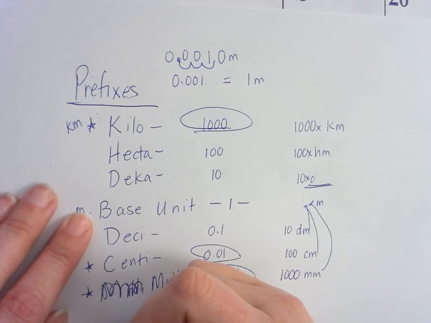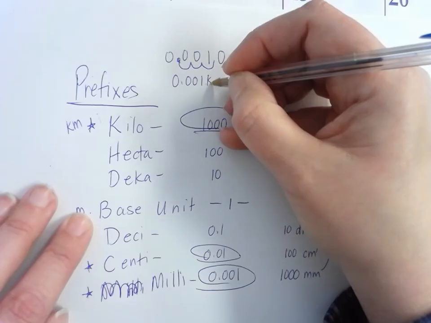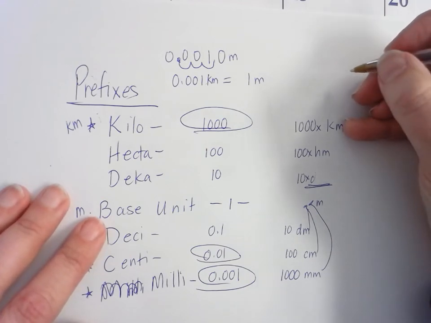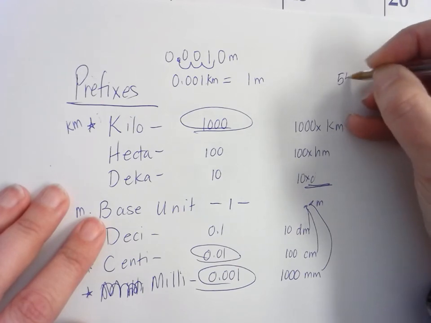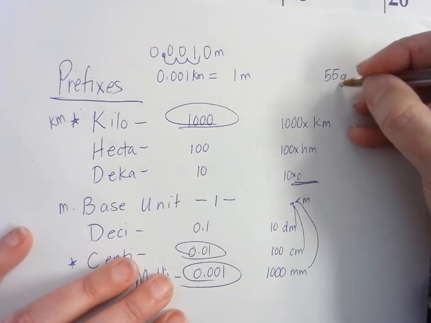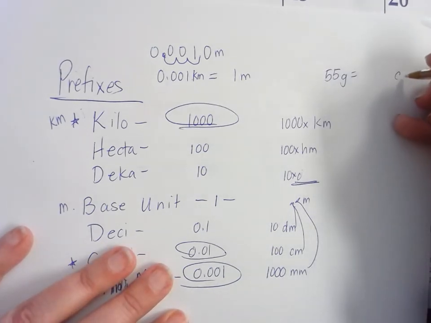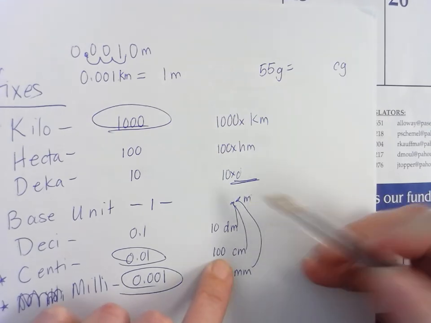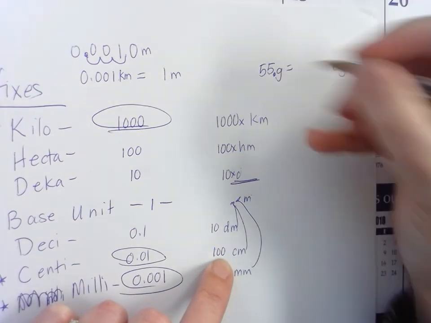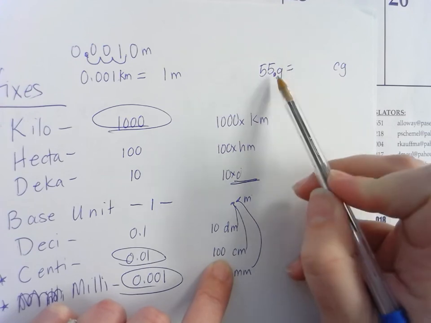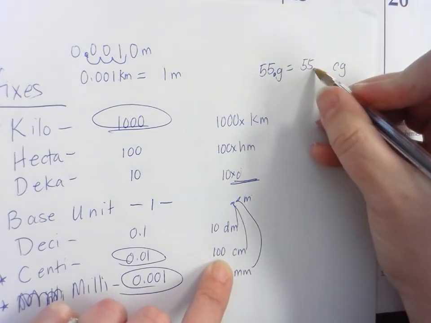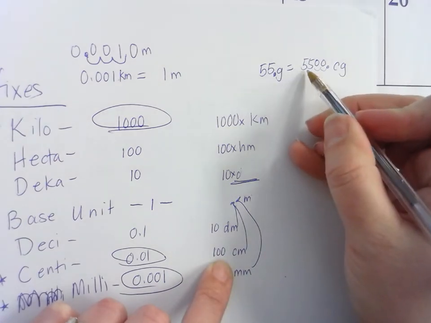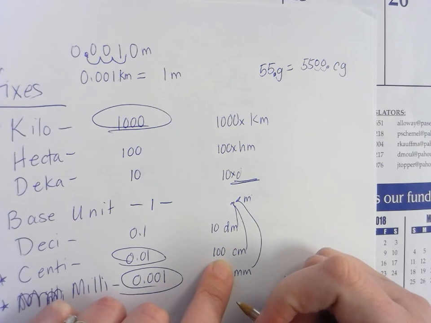Do you need a different example? Let's do something different. Give me a number that's not 1. 55 grams. Let's figure out how many centigrams that is. How many spots do we have to move from grams to centi? 2. So we're going to move 2 spots, to the right. So we go 5, 5, and then move the decimal 1, 2 spots. How many zeros do I have to put in? 2. So 55 grams is the same as 5,500 centigrams. Questions?